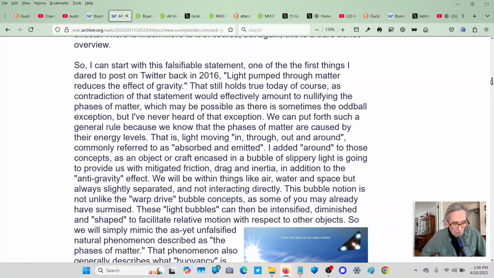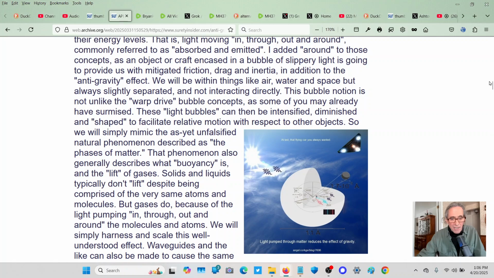I added around to those concepts as an object or craft encased in a bubble of slippery light is going to provide us with mitigated friction, drag, and inertia in addition to the anti-gravity effect. We will be within things like air, water, and space, but always slightly separated and not interacting directly. This bubble notion is not unlike the warp drive bubble concepts, as some of you may have already surmised. These light bubbles can then be intensified, diminished, and shaped to facilitate relative motion with respect to other objects.